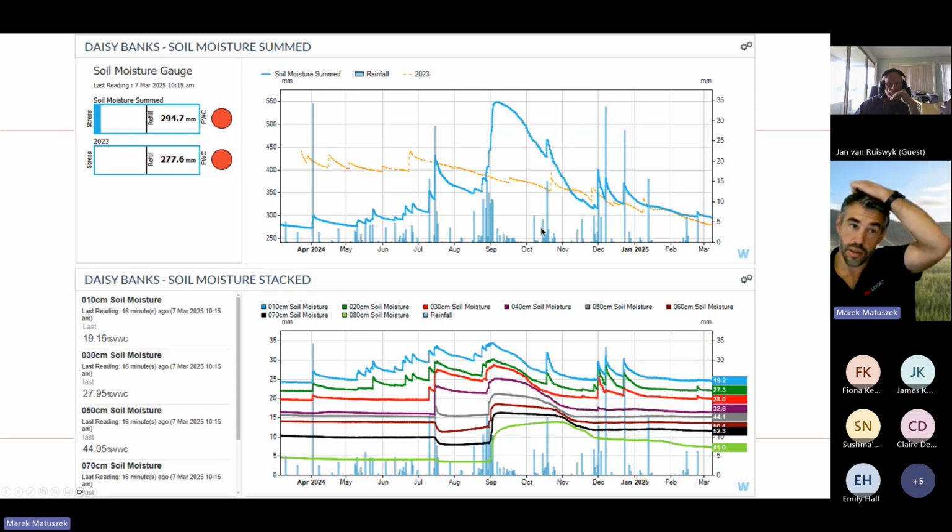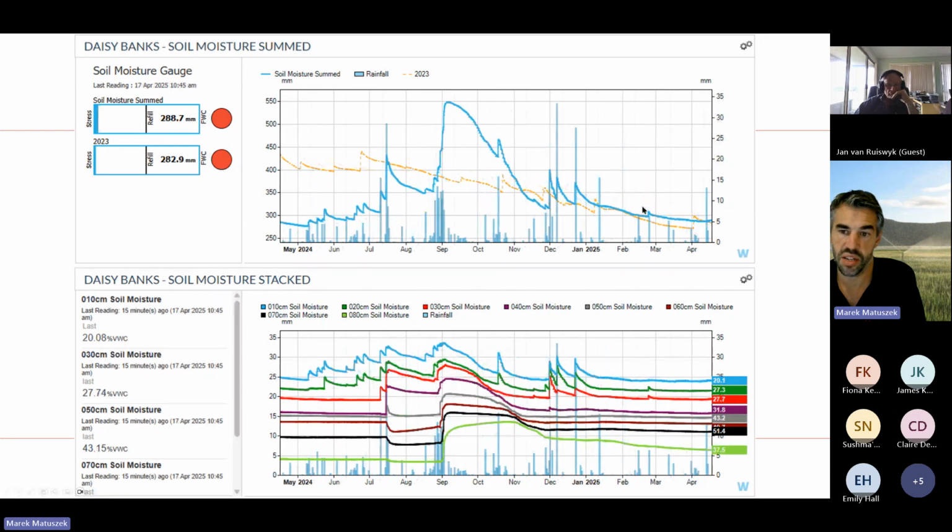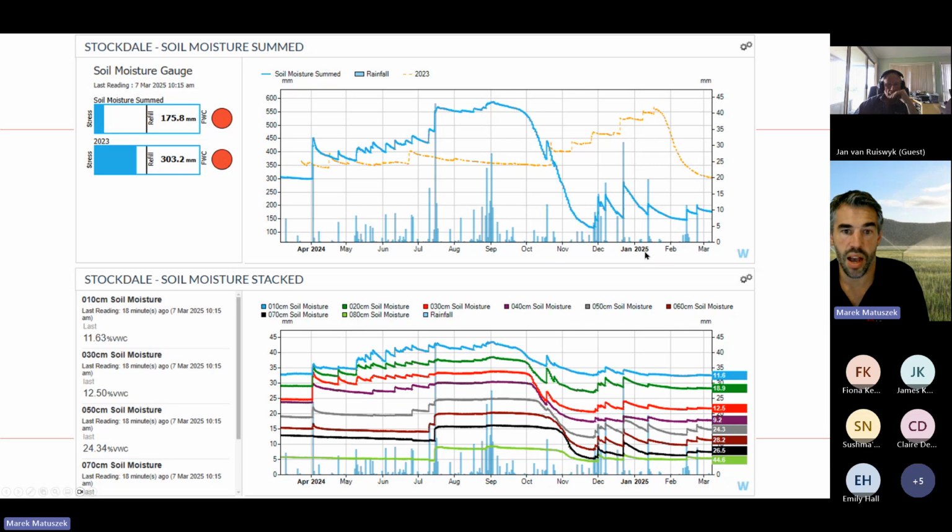To go into the Coal Valley, down around the Richmond area, we can see here very similar in terms of last year and this year to the Drought Valley region, tracking fairly similar to where they were last year. So things are looking pretty dry around the state.